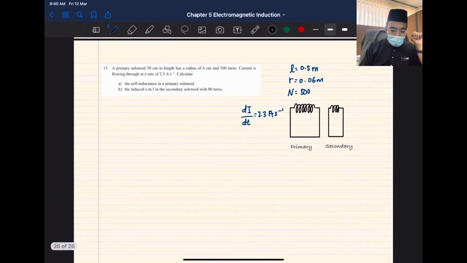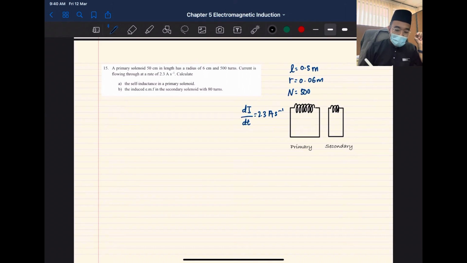Okay, the last question actually, question number 15. This one is very similar to the past year question. I expect if they ask you about mutual inductance, it will be something like this. A primary solenoid 50 cm in length has a radius of 6 cm and 500 turns. So I take out this information here. Calculate the self-inductance in primary and secondary. So you have two, primary and secondary. It could exist in coaxial like before, in one axis, or they can be placed side by side, it doesn't matter.